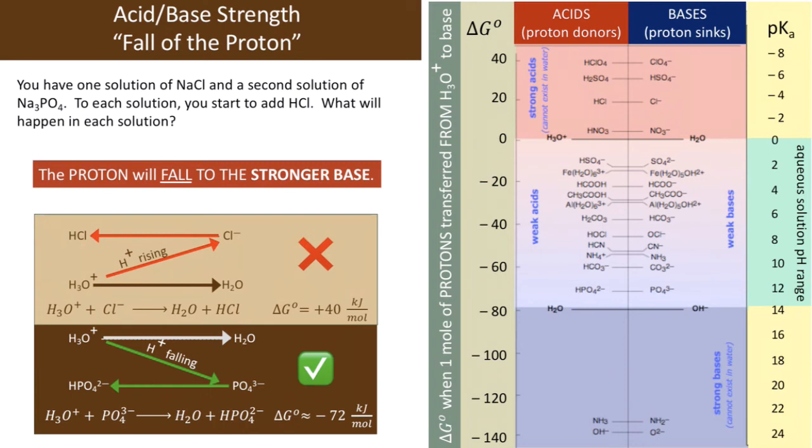Now let's talk about the one with the red X. That's adding acid to a sodium chloride solution. So in that example, we would have the hydrogen ion being transferred from water to the chloride and making HCl, but that would be a delta G naught of positive 40 kilojoules per mole. So adding acid to the sodium chloride will not cause HCl to form because that would result in a positive delta G, or the proton going uphill. This is why HCl is a strong acid. It completely ionizes to H3O plus and Cl minus and does not form HCl ion pairs.